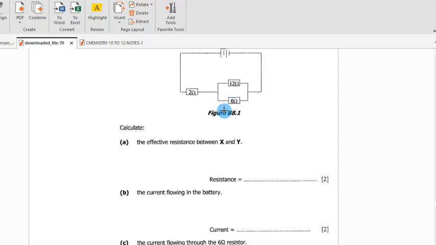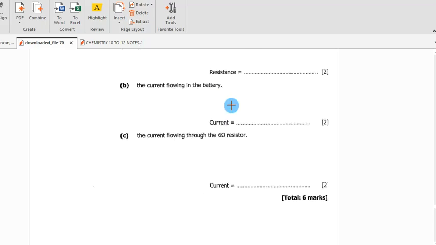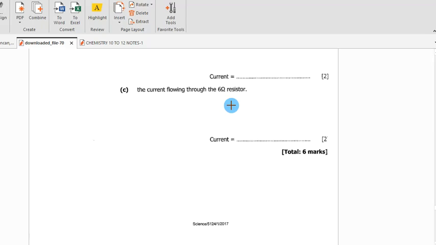Now this is a 6 ohm resistor. You have the total current. Now find the current flowing through here. Remember what I was just talking about, a situation where we have resistors of different values. Now we want to find the current flowing in this one only. Okay, and total marks 6 marks.